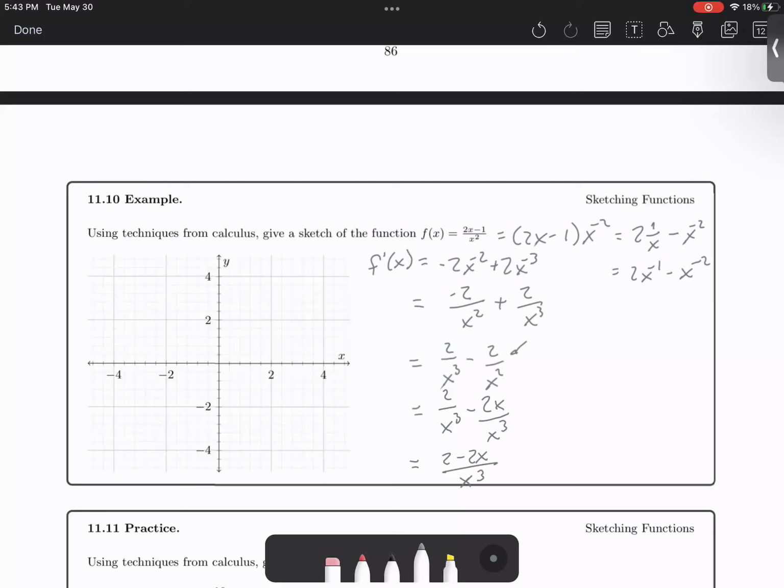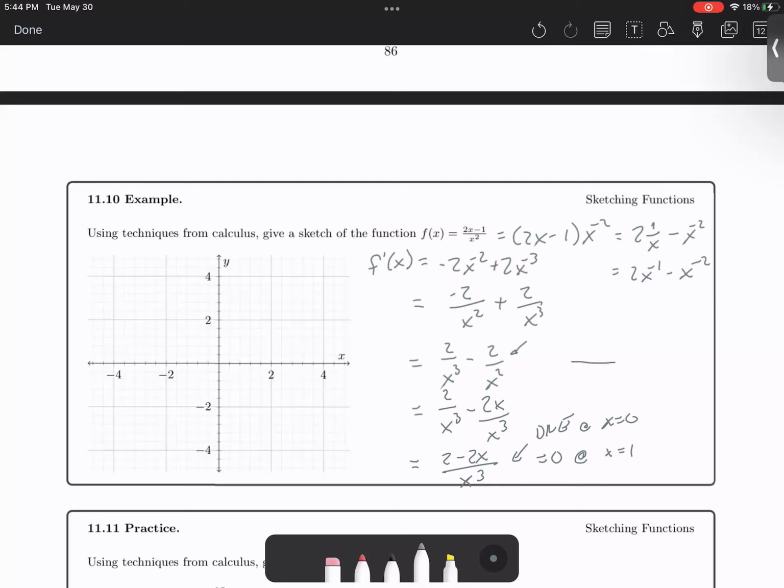And the first derivative can change sign either at zeros or discontinuities, which would mean my original function changes direction. So it might change from increasing to decreasing. This is not going to exist at x is equal to 0. This is going to equal 0 when the numerator is equal to 0. That's when x is equal to 1.